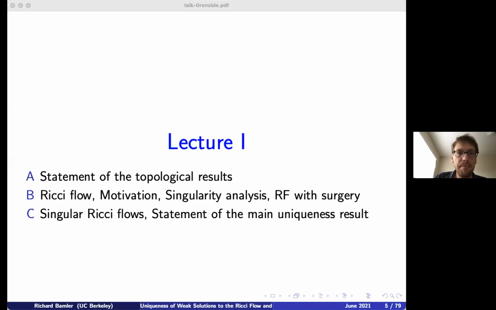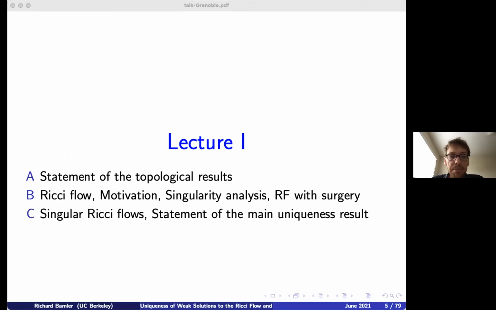Okay, let me start with lecture 1. I'll structure it slightly differently than maybe promised. I'll first state the main topological results, the ones that I'm going to prove in the very last lecture. I'm going to state them first just because they're the easiest results to state, and they will serve as a motivation guiding us through the first lecture.